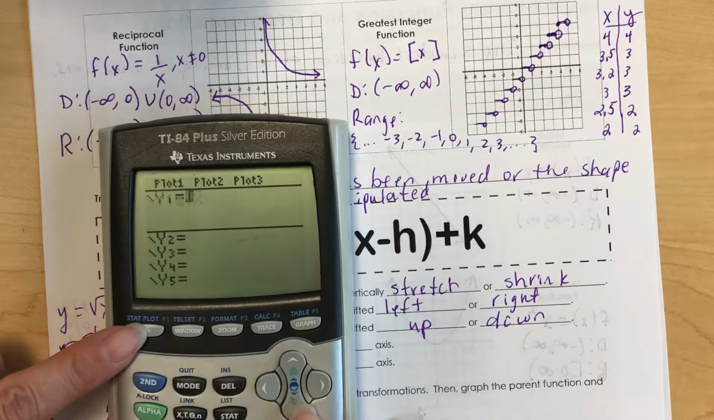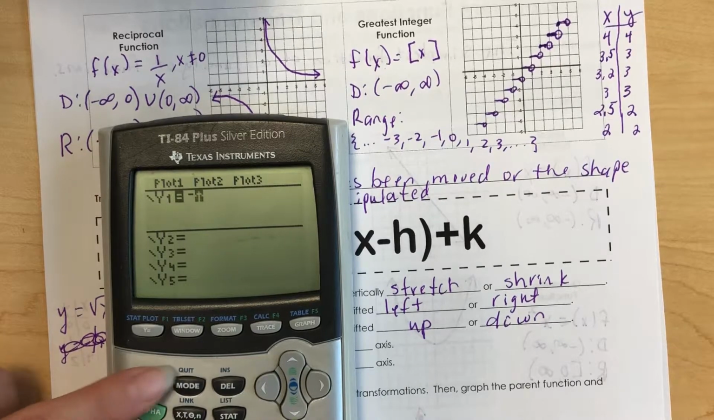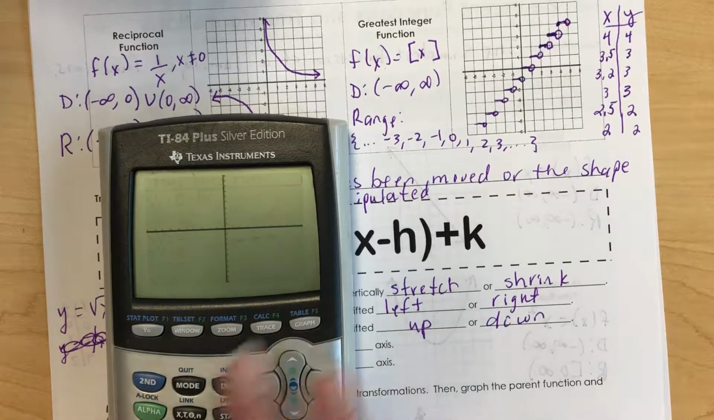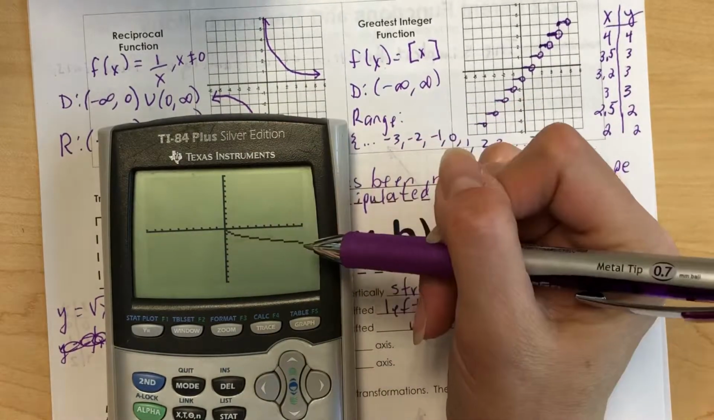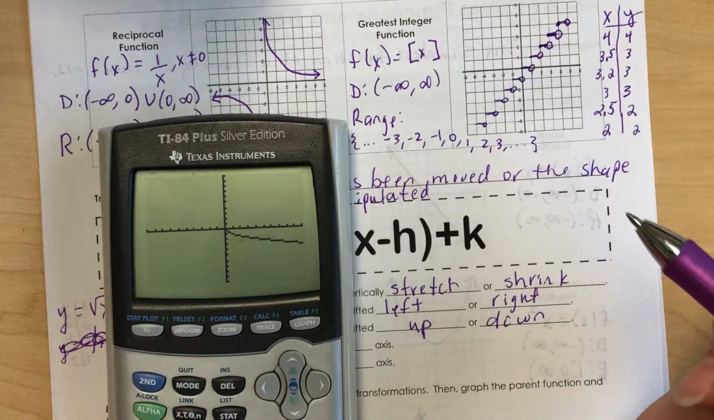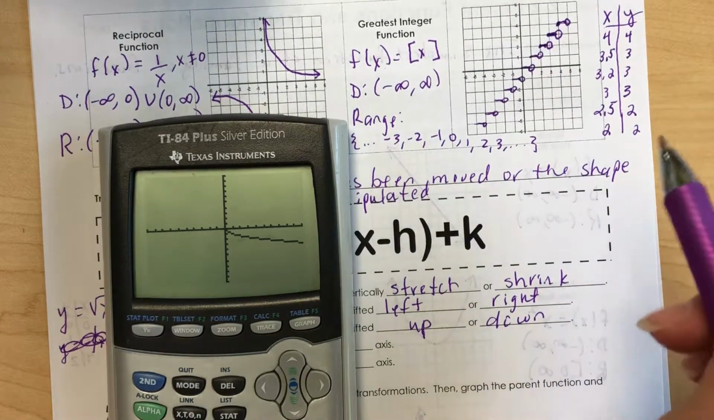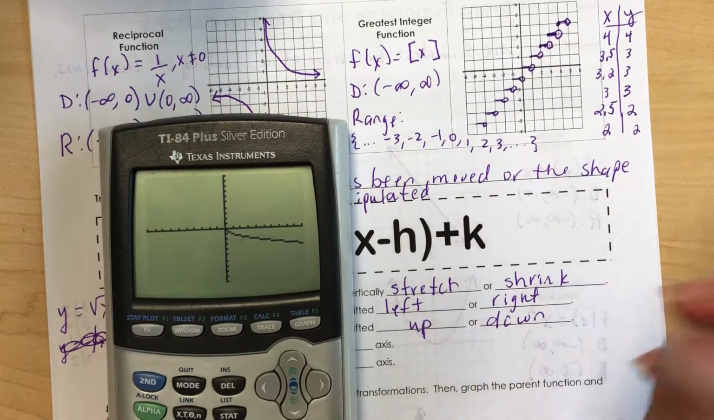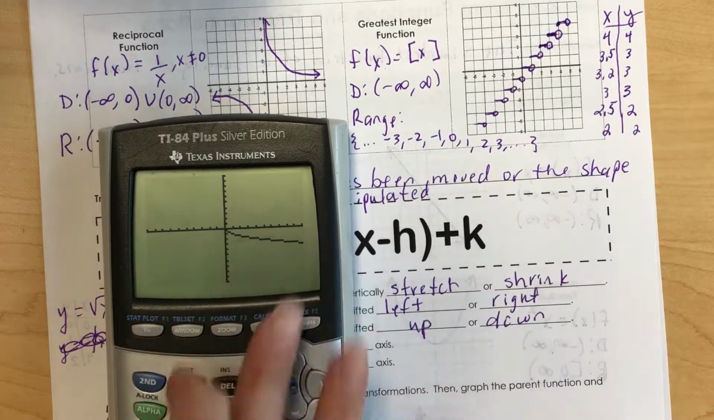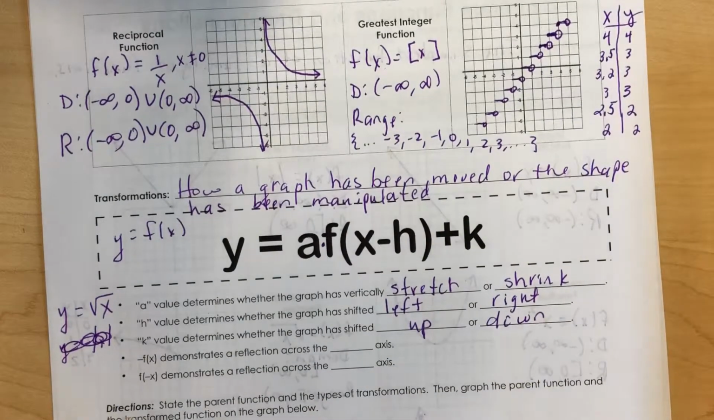So now I'm going to clear that one out, and I'm going to say negative square root x and graph that. Okay, the negative in front of the square root function flipped it across the x-axis. That's always going to happen. If you multiply the whole function by a negative 1, it's going to flip it across the x-axis. So negative f of x demonstrates a reflection across the x-axis.